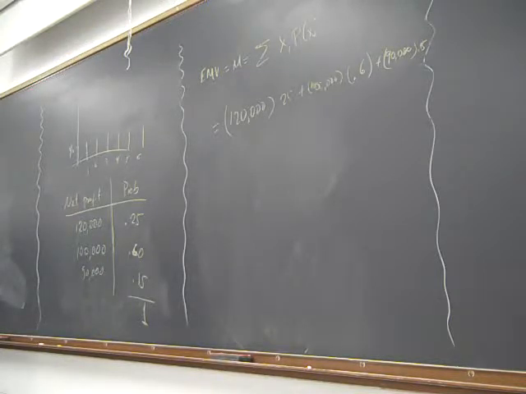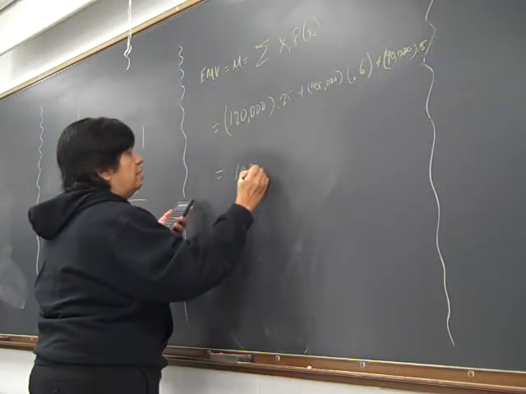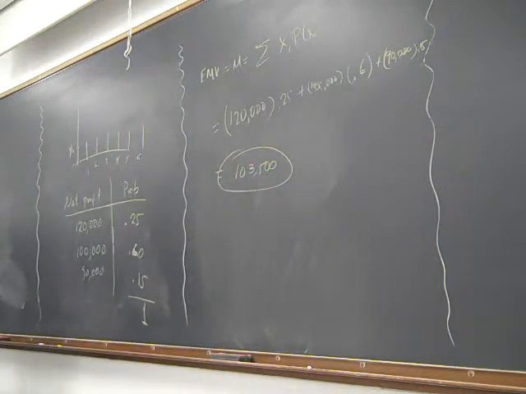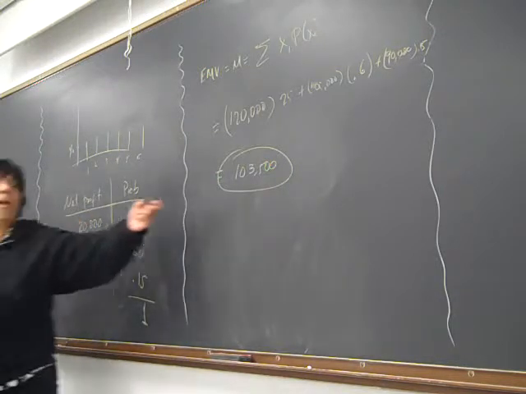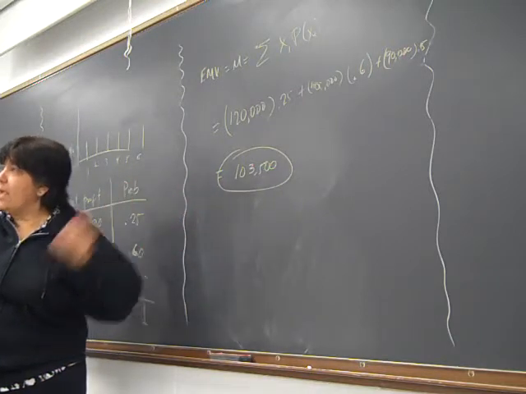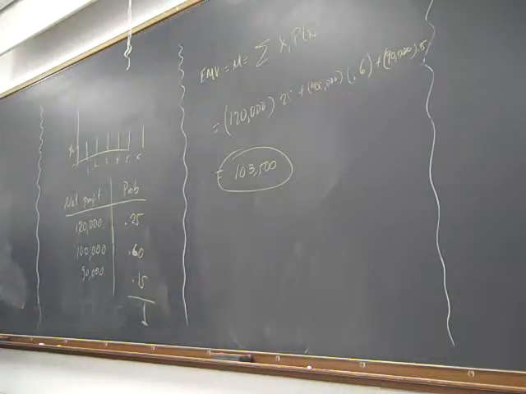What is it? Someone did it? I got 103,500. That's what I got. Did I do something? No, you didn't. 103,500. Yes. So I expect in the long run to make $103,500 every time that I engage in this type of construction.